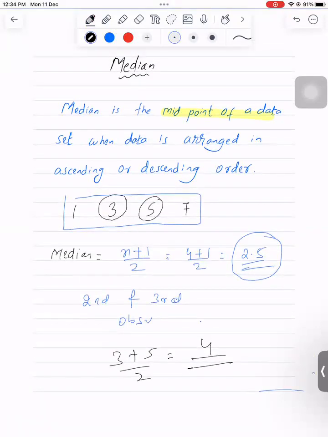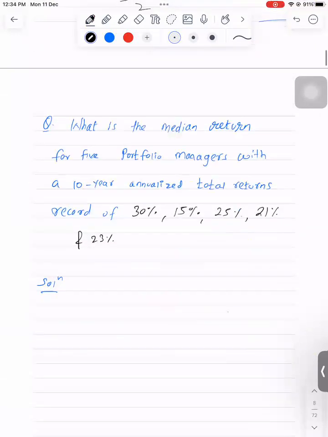Okay, so 2.5 means your answer is between the second and third observation. The second observation is 3, the third observation is 5. Add both observations, divide by 2. Okay, you will get the answer. Now please try this.